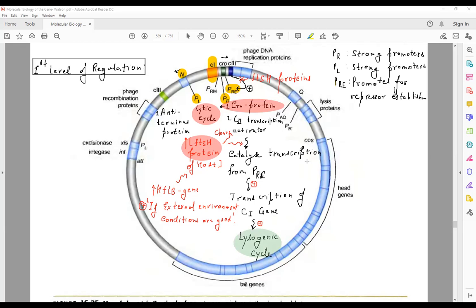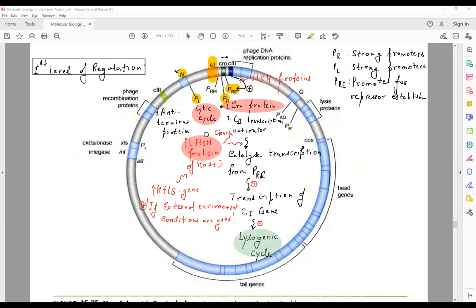See, bacteriophages, just by sitting inside the bacterial cell, decide if they have to perform the lytic cycle or the lysogenic cycle. And thus they regulate their own rate of transcription by performing lytic as well as lysogenic cycle. Okay. Any doubt? Any query? This is the first mechanism.